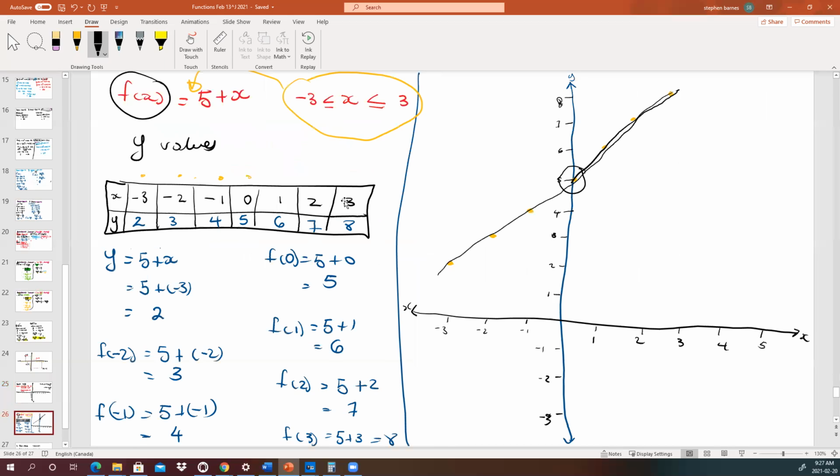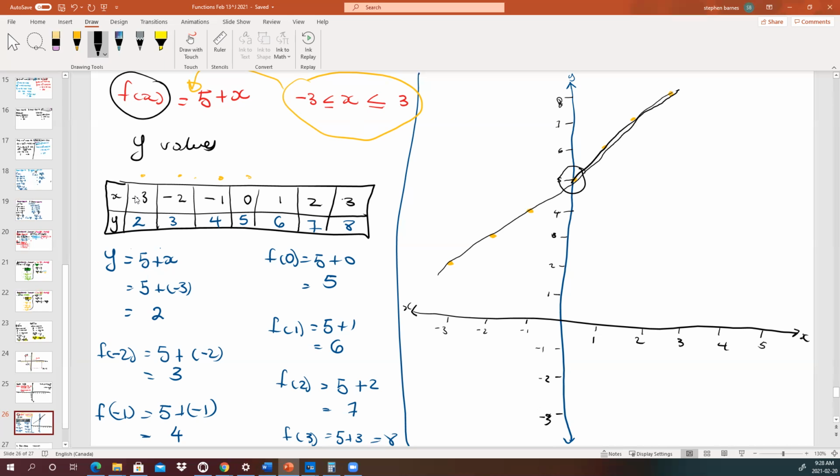All right. And then we looked at how we can plot a function on a Cartesian plane. I'm just going over what we did last week. The question said the function f(x) equals 5 plus x, and it gave the range of values for x: greater than or equal to -3 and less than or equal to +3.